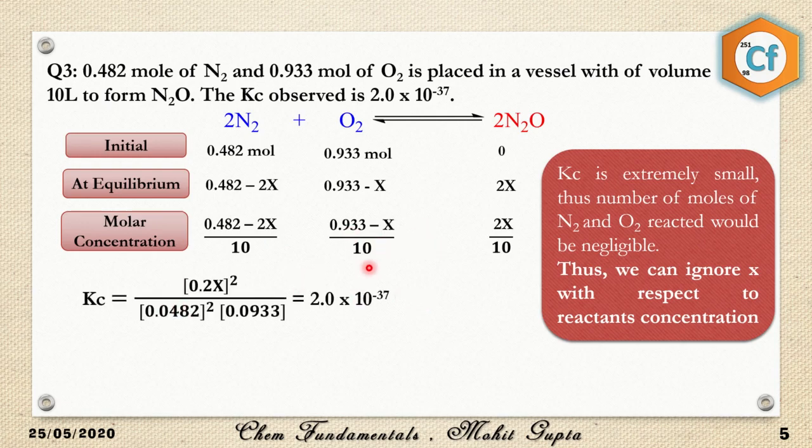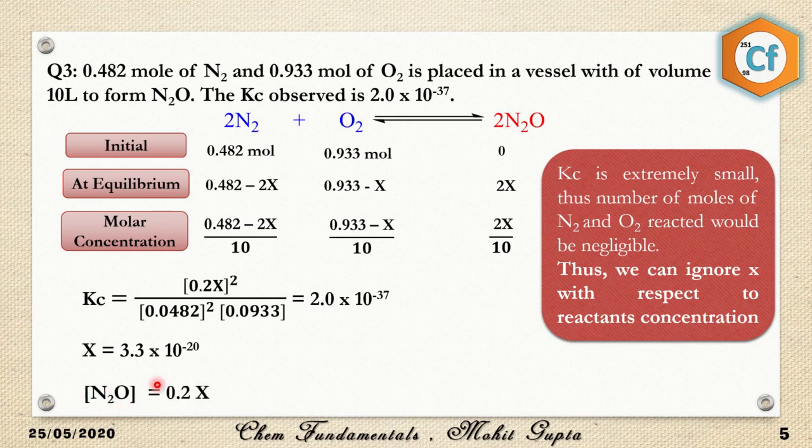Okay, so on substituting this, what I'll get, 2 divided by 10 is 0.2, so 0.2x square divided by 0.482 divided by 10, which is equal to 0.0482 raised to power square into 0.0933, and the value of Kc is already given, 2.0 into 10 to the power minus 37. After solving it, x would be equal to 3.3 into 10 to the power minus 20. Now you can see the value of x is very small, so if you subtract it from the 0.482 or 0.0482, it would be negligible. So it's better to ignore it just to make our calculation a little easier.